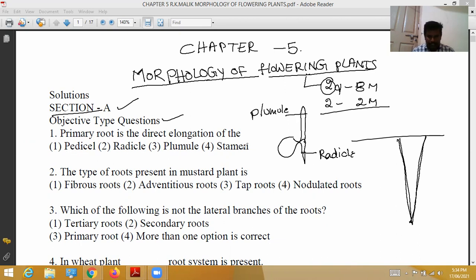So here among these, the pedicel gives the shoot, but they have given primary root. So the second option, radicle gives primary root. For this question, the correct option is 2. Next, the plumule gives the shoot, but they did not ask about the shoot. The stamen is different, it is the male reproductive organ. So among the 4 options, the correct option for the first question is 2. The primary root is the direct elongation of the radicle.